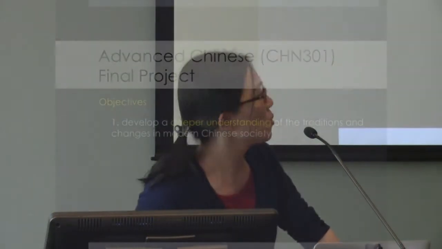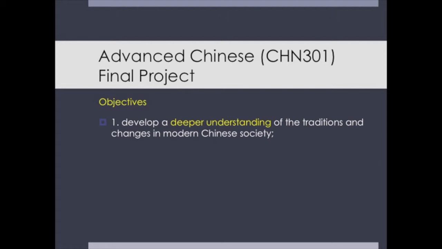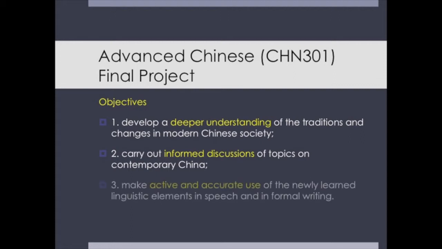Then in terms of objectives, we hope that the students will be able to develop a deeper understanding of the traditions and changes in modern Chinese society, and to be able to carry out informed discussions of topics on contemporary China, and to be able to make active and accurate use of the newly learned linguistic elements in speech and also in writing.